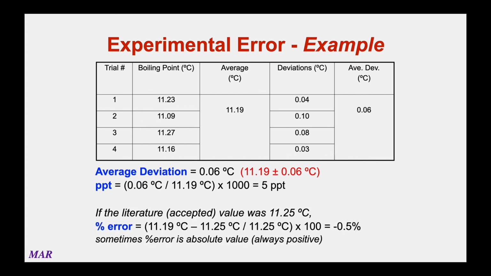And if the accepted value was 11.25, the percent error would be, again, the difference between them divided by the accepted value times 100. Percent error sometimes is an absolute value, which means always positive. I put it here in the negative version just so you know what it's like. You should be good to go.